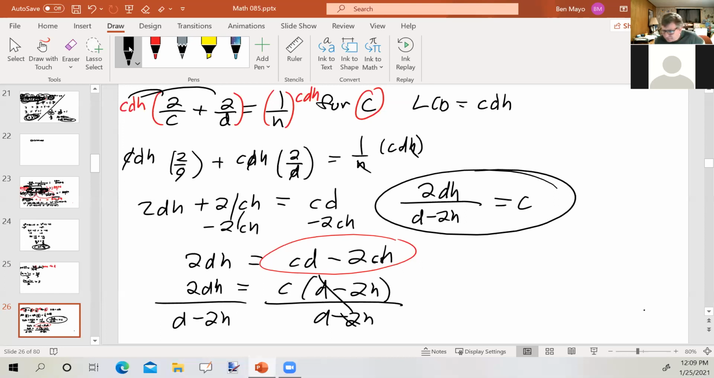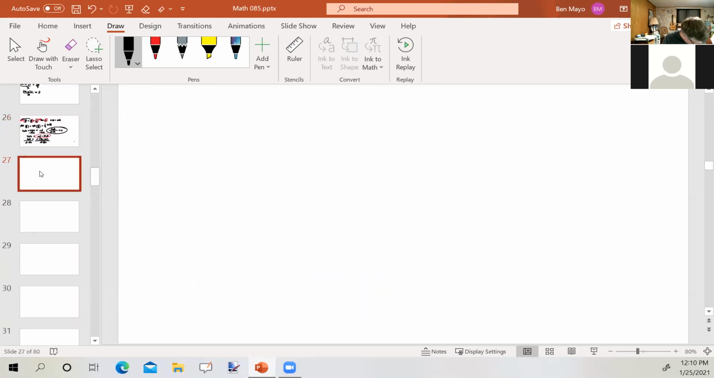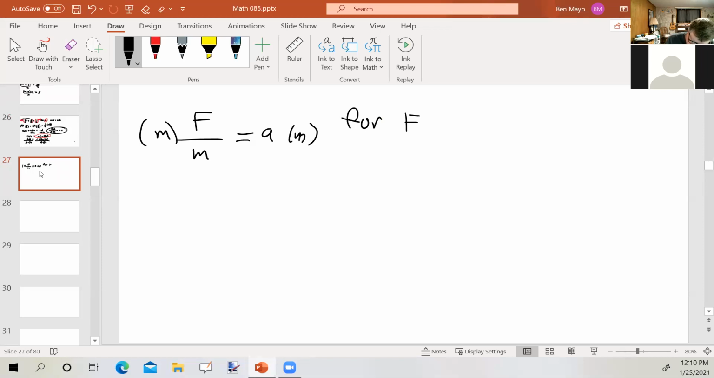All righty. Let's take a look at another problem. Let's see. F over m equals a. Solve for f. Well, f is on top. All I need to do is get rid of the m in the denominator. So I'll multiply both sides by m and I get f equals am. That one was pretty nice compared to the last one.